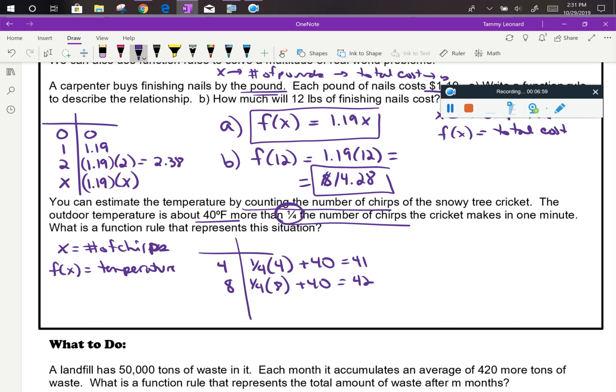I'm already sort of seeing a pattern. If I had X chirps, I could take a quarter of those X chirps and add 40 to get the temperature at any time. So the function rule for temperature will be 1/4 times the number of chirps plus 40 degrees. That's our function rule.